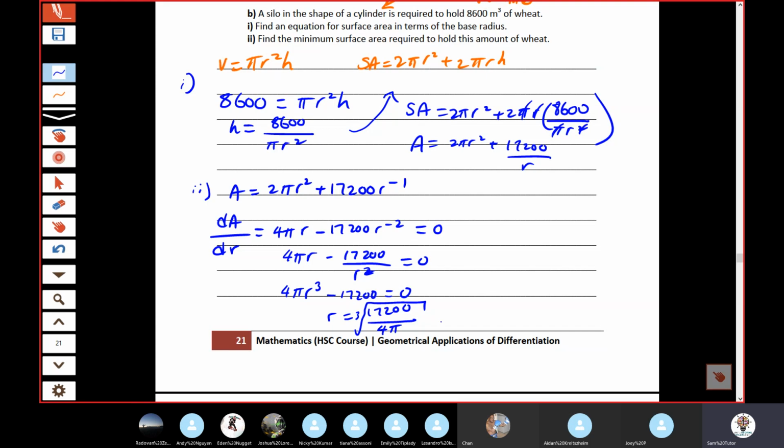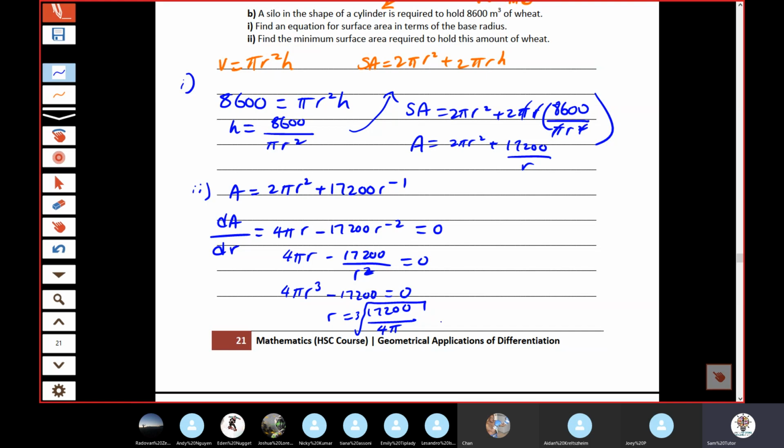Who said that this radius is going to get you the minimum surface area? It could be maximum area. It could be anything. You have to actually go and do nature now. This is when you've got to ask yourself, do I want to differentiate this a second time, or do I want to use my y dash table? It's up to you.